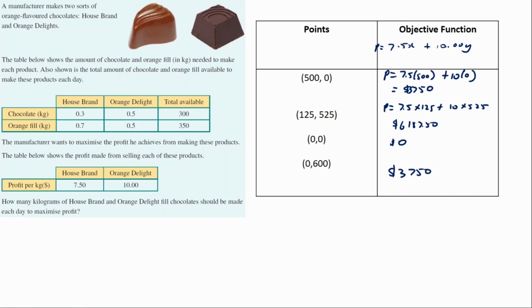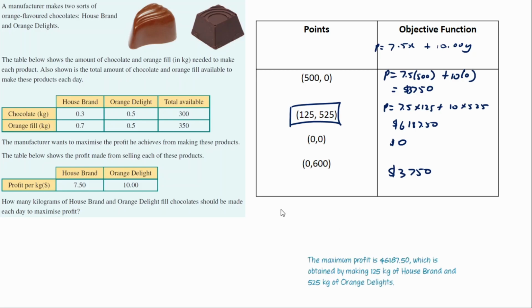So looking at this table, we can see the highest profit is $6,187.50 when X is 125 and Y is 525. So your final answer will be the maximum profit is $6,187.50, which is obtained by making 125 kilograms of house brand and 525 kilograms of Orange Delights.